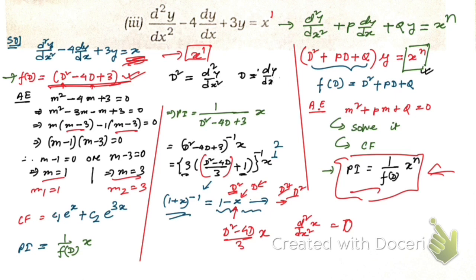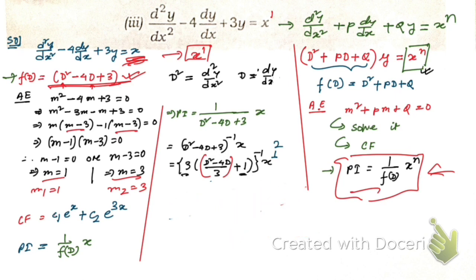So I hope you have understood this. To understand better, just watch all the videos that I have made on differential equations, right? So now what we can do here, 3 to the power minus 1 will be 1 by 3, then it can be written as 1 minus d square by 4d by 3, right? So that is what we have got after expansion using binomial expansion into x.